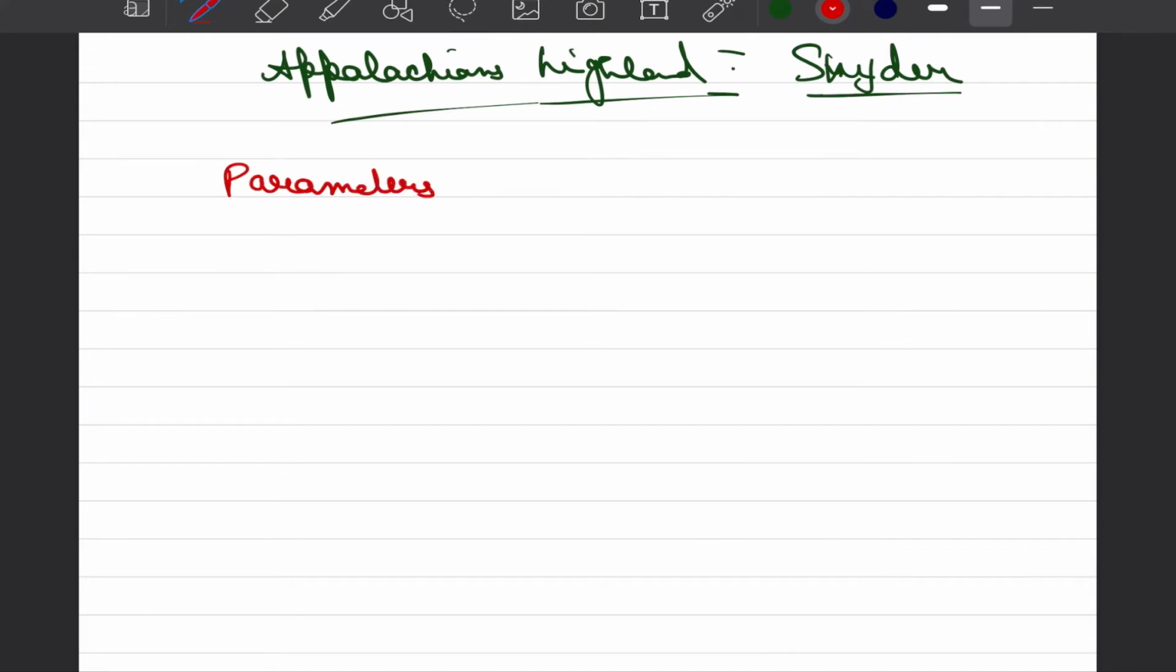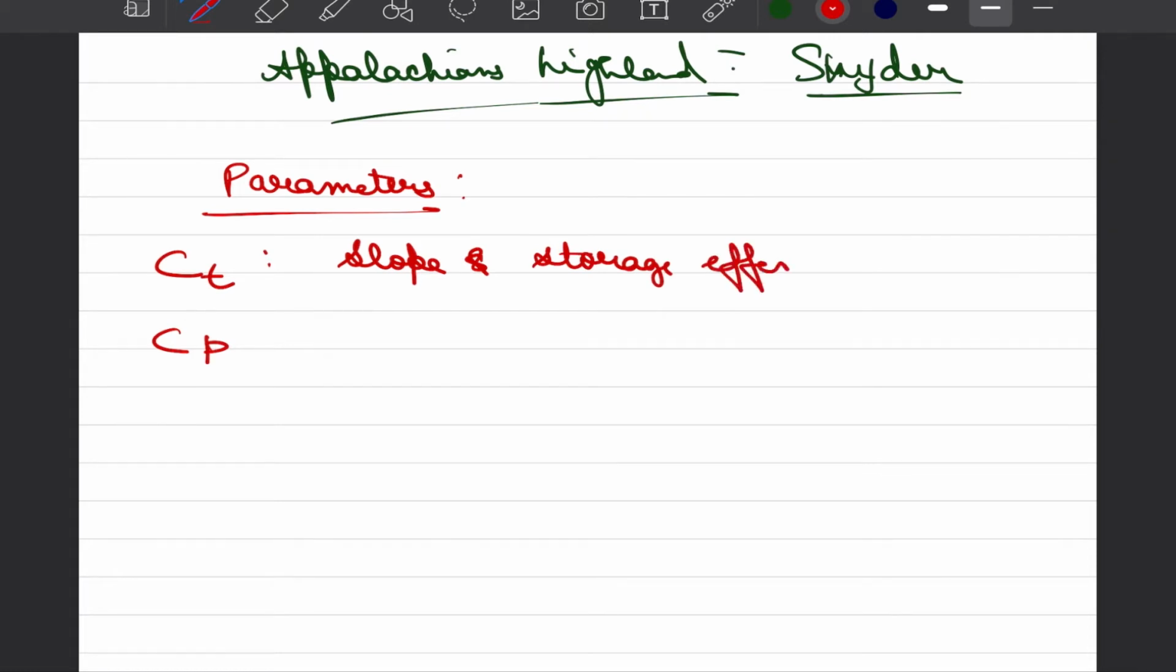And we say that these parameters are CT and CP, where CT is a regional constant that accounts for the slope and storage effects. CP accounts for the retention and detention effect. And this will become very clear as we move forward into our discussions.